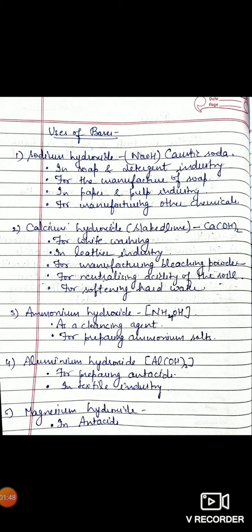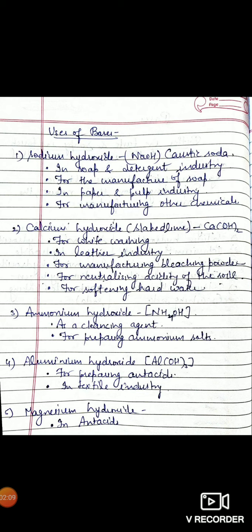The second one is calcium hydroxide, which is also called slaked lime. It is also a very important base which is used for whitewashing. It is used in the leather industry and in the manufacturing of bleaching powder. It is also used for neutralizing the acidity of the soil and for softening hard water.